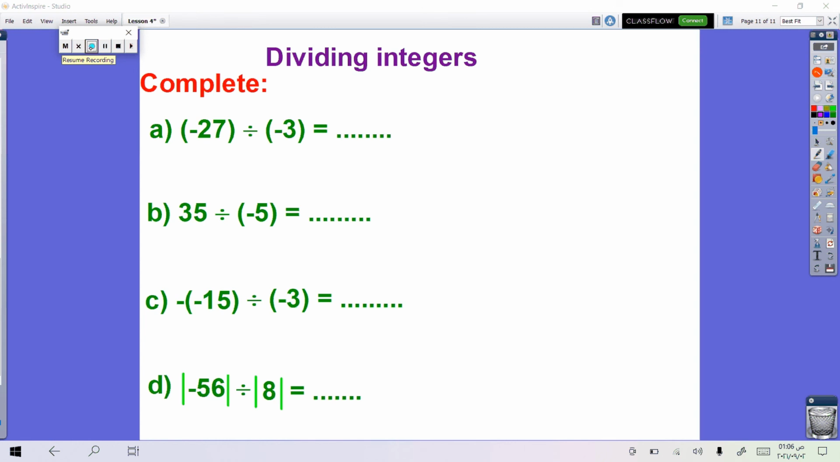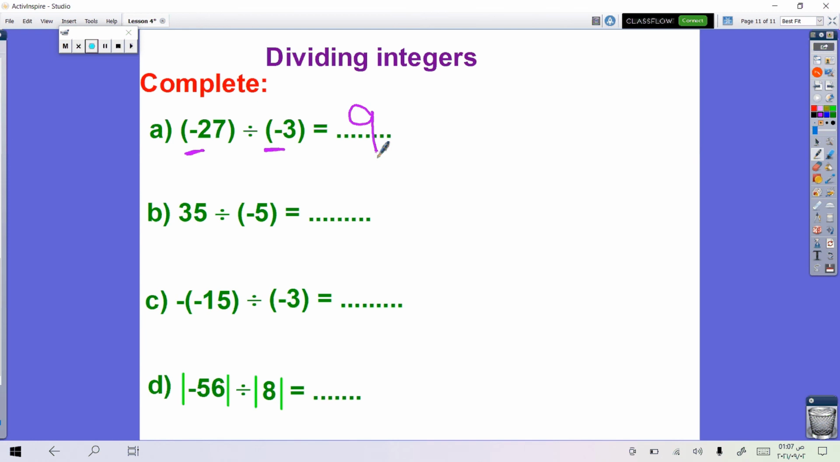Now we have dividing two integers. In division, we have to use the same sign rules of multiplication, which is same sign positive, different sign negative. So here we have negative 27 divided by negative 3. So here we have same sign, so the result will be positive. 27 divided by 3 will be equal to 9.